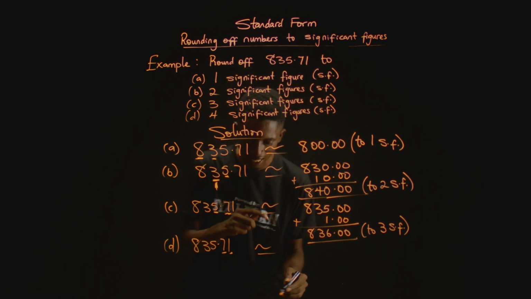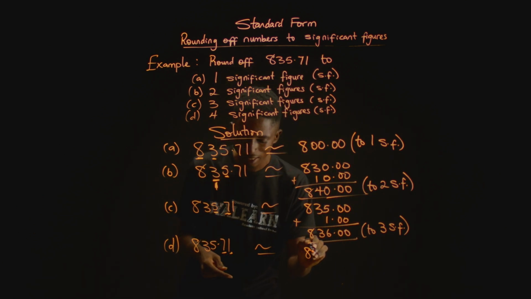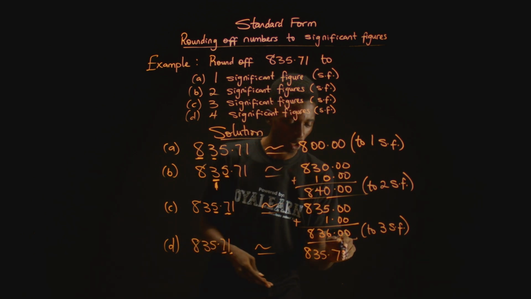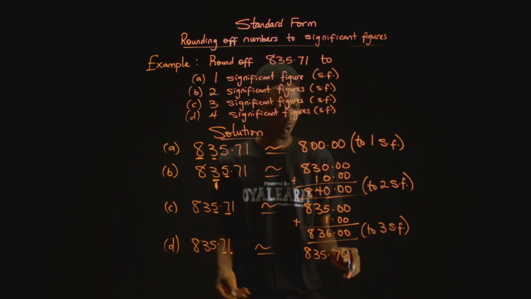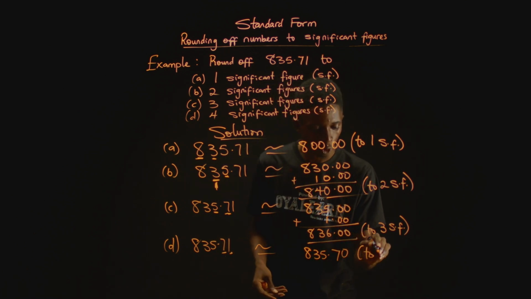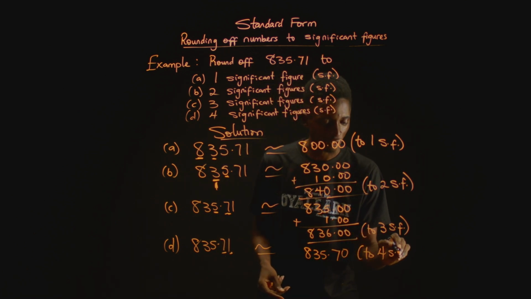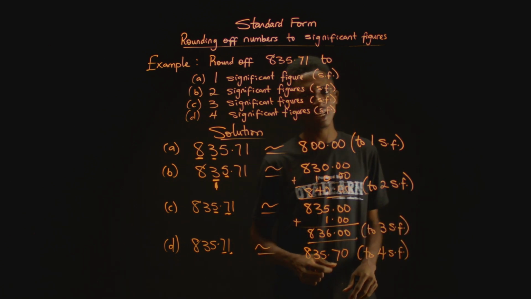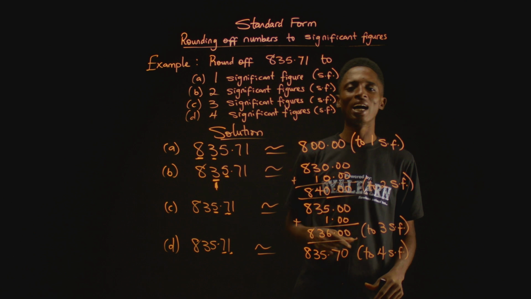Therefore, when we round this down, we will have 835.7. Then the other digits become 0. And this is to four significant figures. And this is how we round off numbers to certain significant figures.